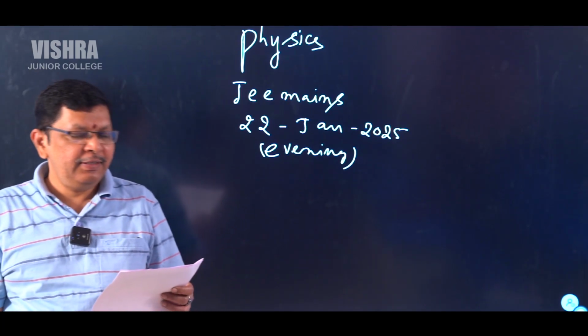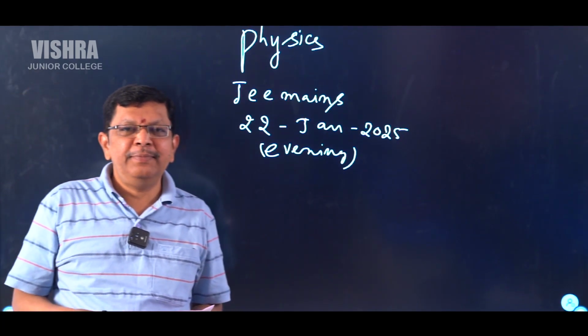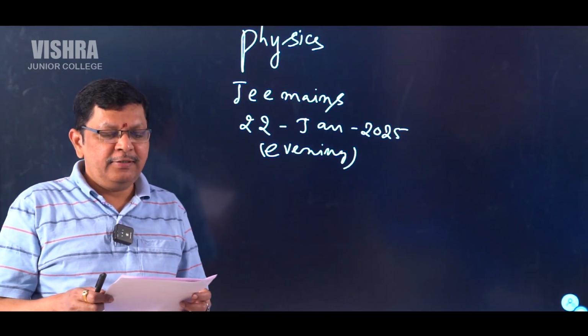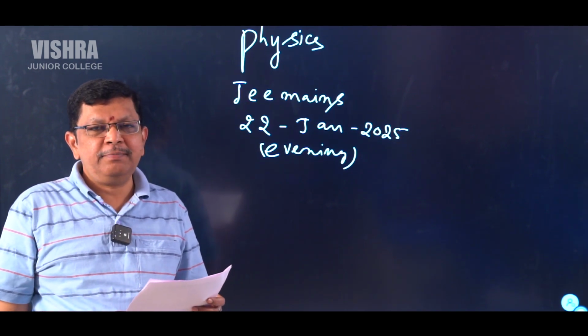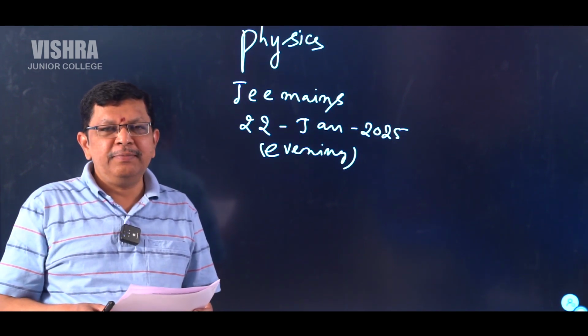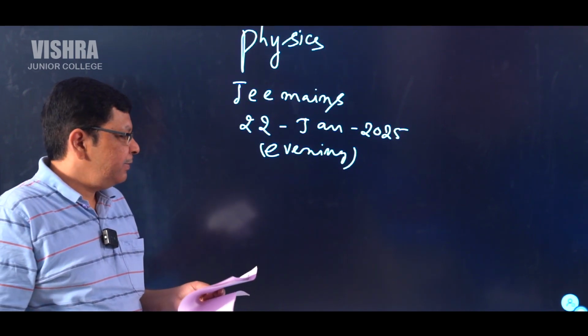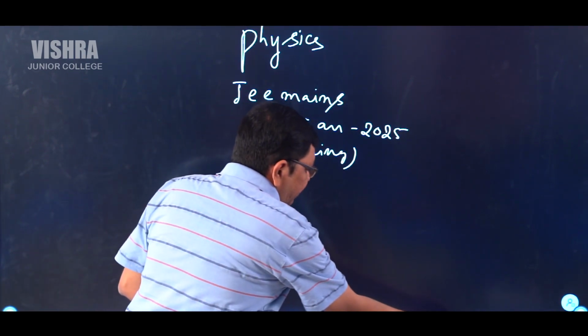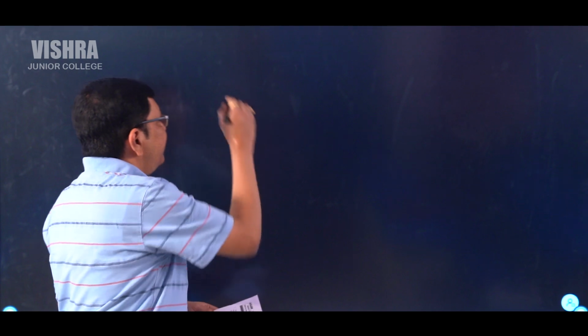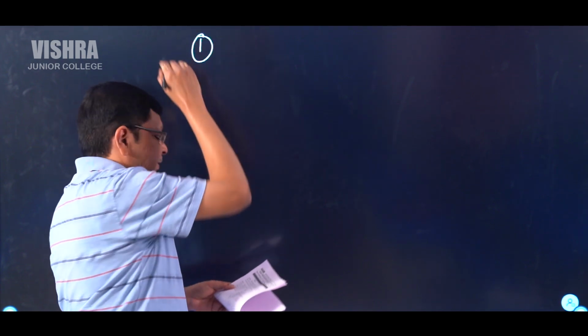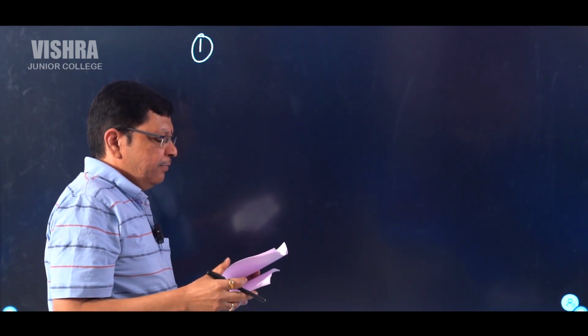Yeah, good evening everybody. Let us discuss the JEE Mains January 22nd evening session paper. As per memory, we have collected the questions, and let us go through them. The first one is an assertion and reason type. It is from gravitation and simple harmonic motion, a simple one.